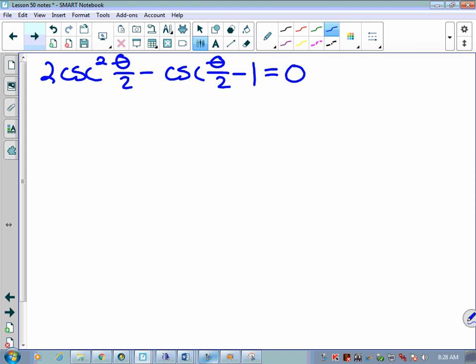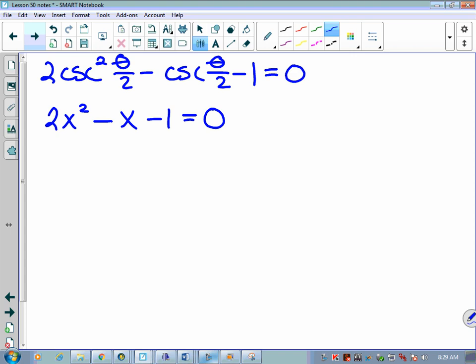This is how I want you to look at this for now. I want you to look at this cosecant squared theta over 2, cosecant theta over 2, in terms of x. So imagine 2x squared minus x minus 1 equals 0, where x represents cosecant theta over 2. I'm just going to substitute it out because we've seen something like 2x squared minus x minus 1 equals 0 before, correct? Okay, and we could factor this, right?